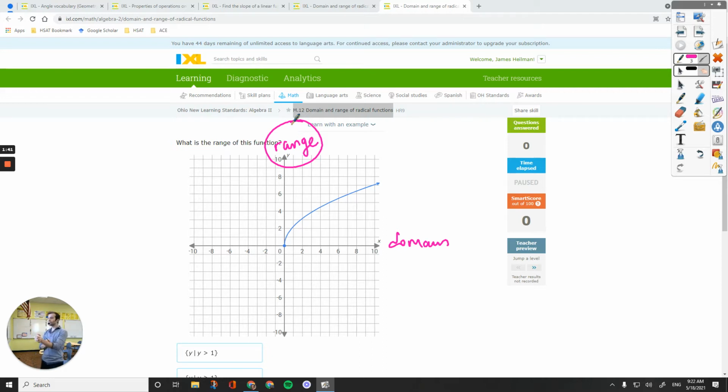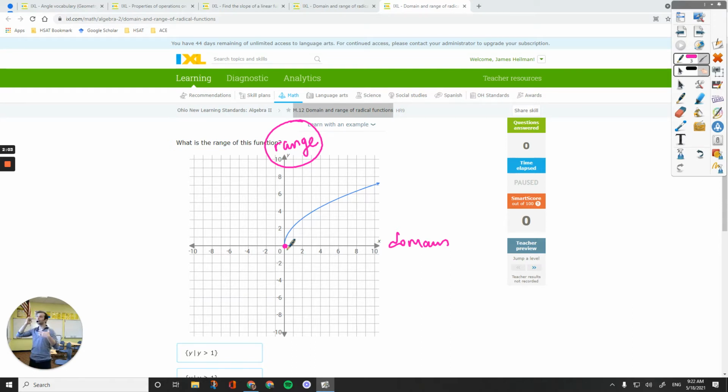So I see a point, just one point, which is this right here. That's called the starting point of the curve. And then the curve goes on forever to the right and up. It goes on forever. So as we go to the right, there's nothing that stops my function. So it'll go on forever to the right and up.